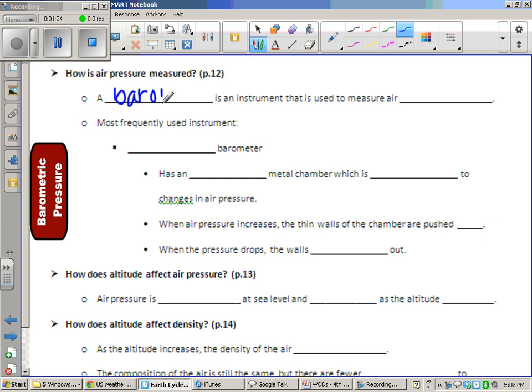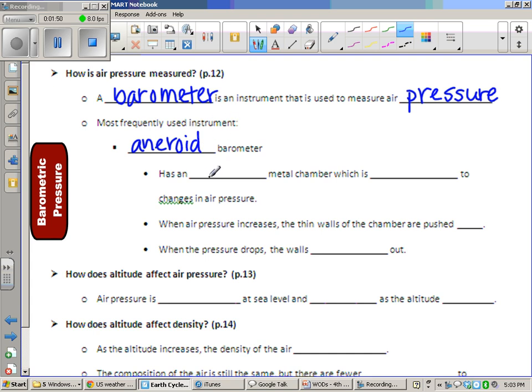Okay, a barometer. And I actually have a barometer that I can show you this week, so that way you can pass it around and take a look at it. And we know that that's used to measure air pressure. And the type of barometer that I will show you is one of the most frequently used instruments, and it's called an aneroid barometer.